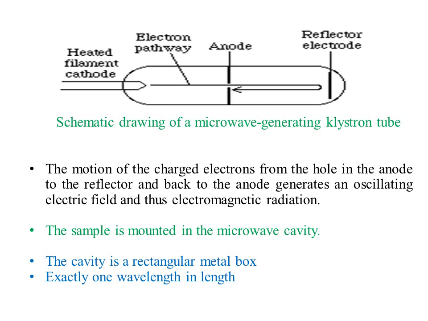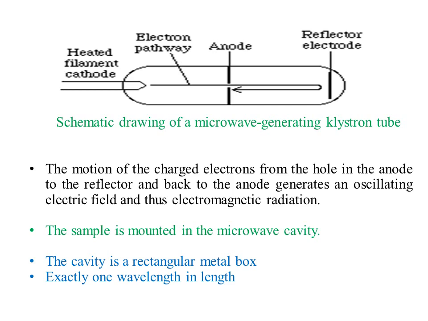The motion of charged electrons from the hole in the anode to the reflector and back to the anode generates an oscillating electric field, thus electromagnetic radiations. I hope you are understanding the purpose of the cathode, anode, and reflector electrode arrangement. The purpose of this klystron tube having three electrodes is to produce an oscillating electric field, and as a consequence of the oscillating electric field there is a production of electromagnetic radiations.